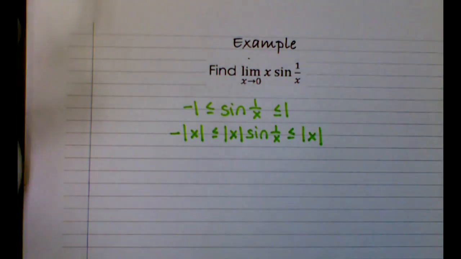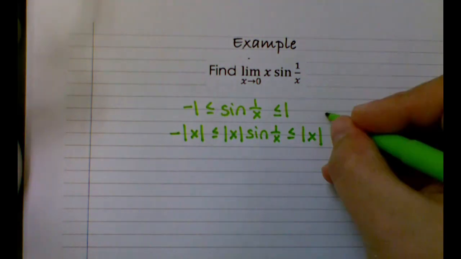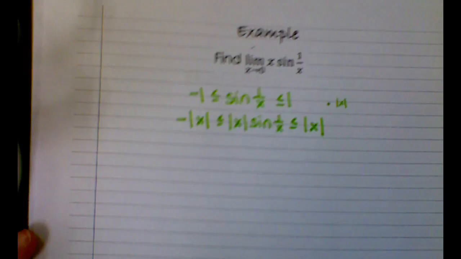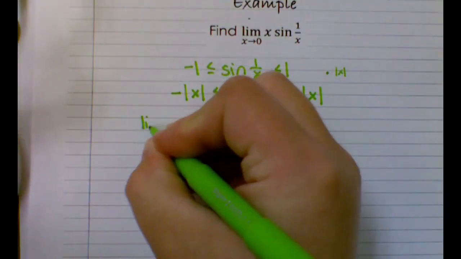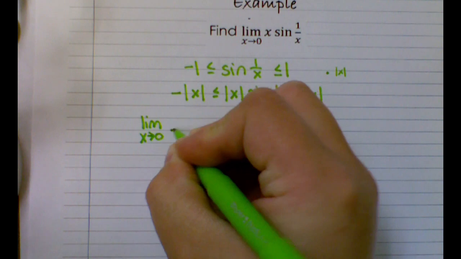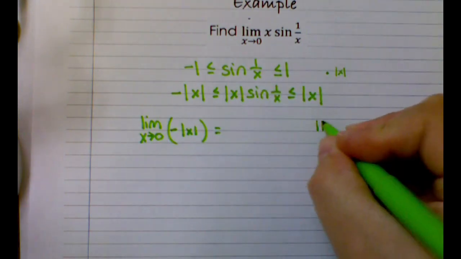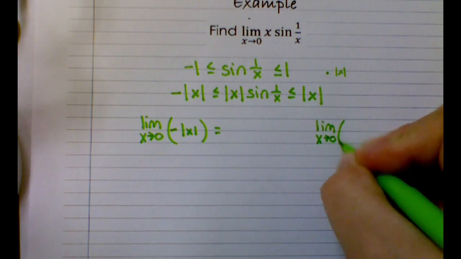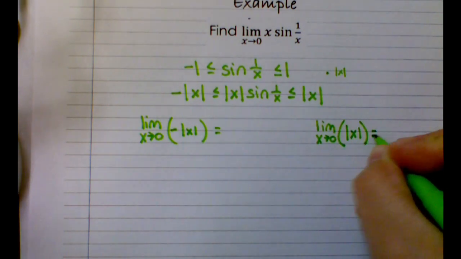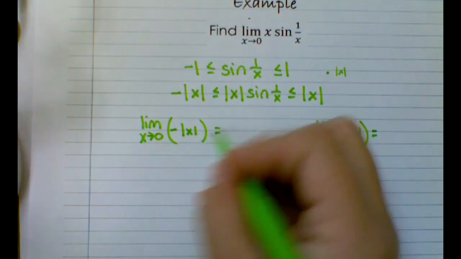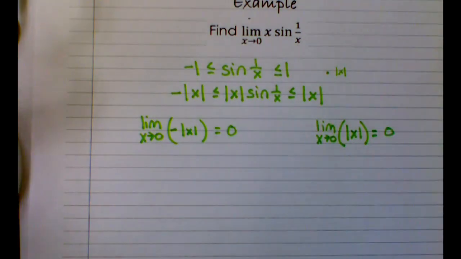So negative absolute value of x is less than or equal to the absolute value of x times sine of 1 over x is less than or equal to the absolute value of x. I just multiplied everything by the absolute value of x. That inequality is still true. Now, if I can get the limit as x approaches 0 of the negative absolute value of x, and the limit as x approaches 0 of positive absolute value of x, if those are the same value, then I know the limit of the inner part. Well, these use direct substitution, so they are both 0.